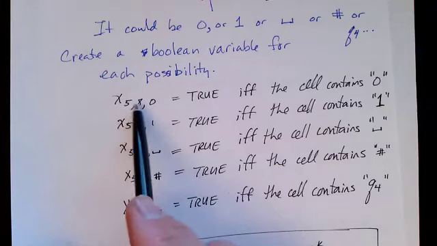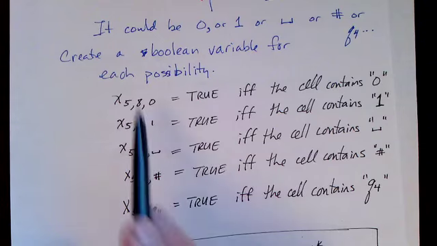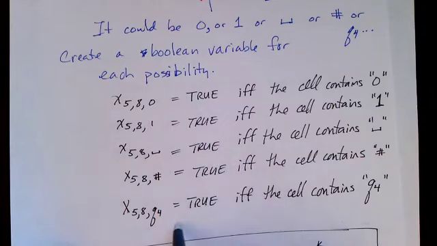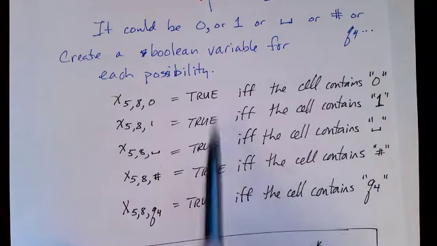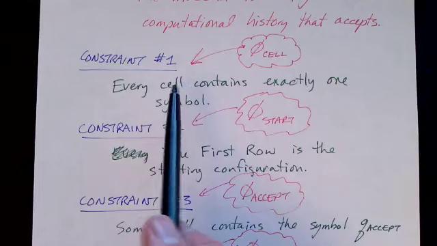Remember, I talked about the variables that describe cell 5, 8, and we have similar variables for all the other cells, but only one of these can be true because the cell can contain only one symbol, and exactly one of them must be true. So those are constraints of the first type.